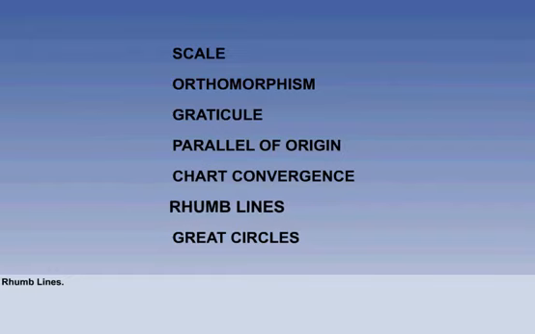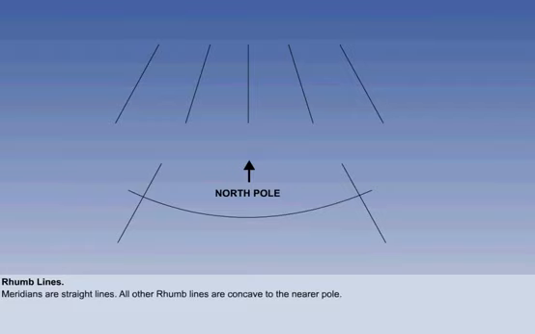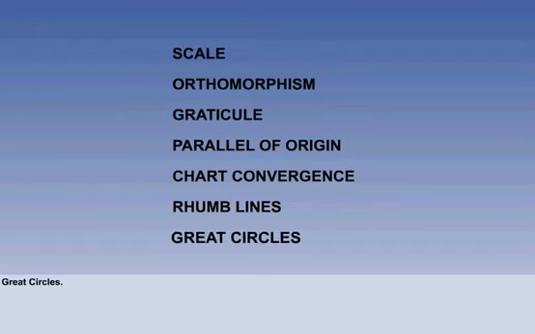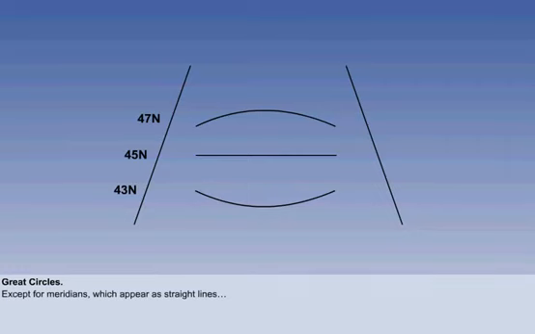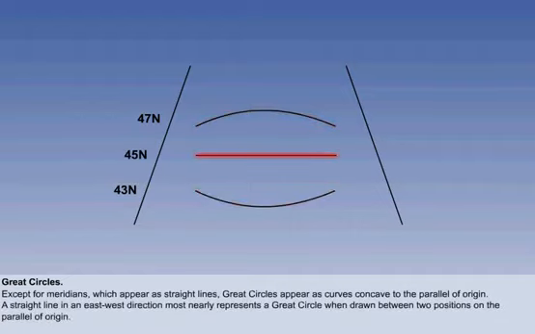How do rhumb lines appear on this projection? Meridians are straight lines. All other rhumb lines are concave to the nearer pole. And what about great circles? Except for meridians, which appear as straight lines, great circles appear as curves concave to the parallel of origin. A straight line in an east-west direction most nearly represents a great circle when drawn between two positions on the parallel of origin. Let's explain why.